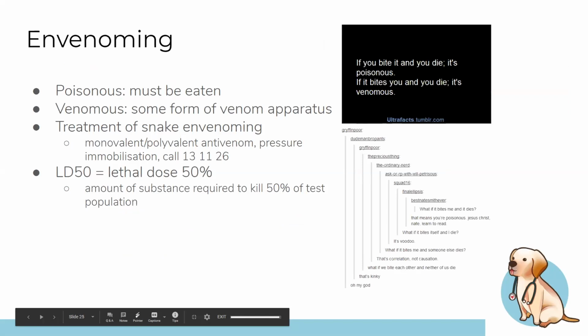Okay, so envenoming. Basically, if it's poisonous, you have to ingest it to be affected. If it's venomous, it'll bite you and you'll be affected. For treatment, you can have monovalent or polyvalent antivenom, so just one drug or multiple drugs, and pressure immobilization. And then there's a number you can call. The other important part is LD50, the lethal dose 50%. That's the amount of substance that is required to kill 50% of the test population.